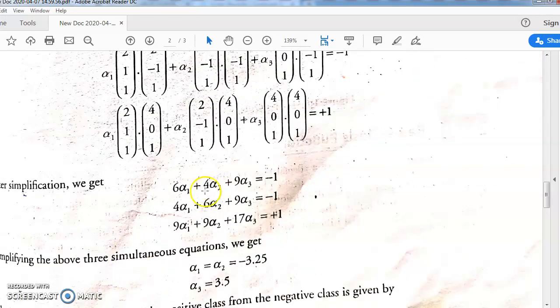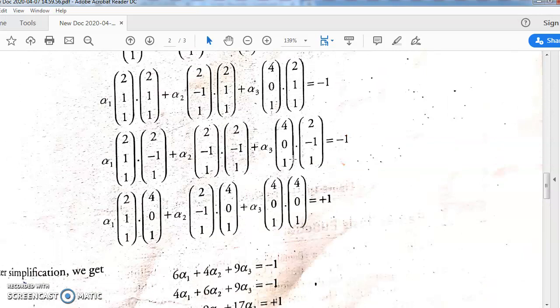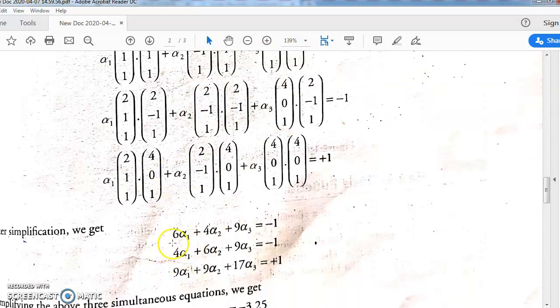So the first equation will be 6 alpha 1 plus 4 alpha 2 plus 9 alpha 3, and what that particular class belongs to, that is -1. Similarly, simplify the second equation and the third equation. After simplifying, we have these 3 different equations. 4 alpha 1 plus 6 alpha 2 plus 9 alpha 3 is equal to -1. 9 alpha 1 plus 9 alpha 2 plus 17 alpha 3 is equal to +1.